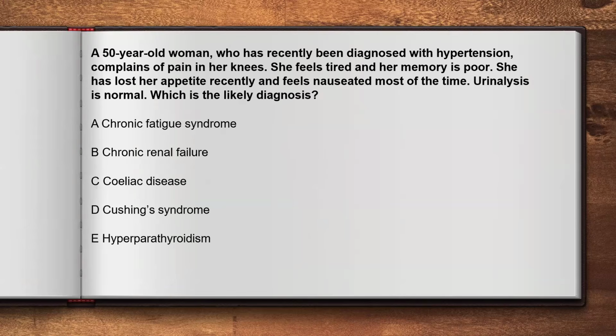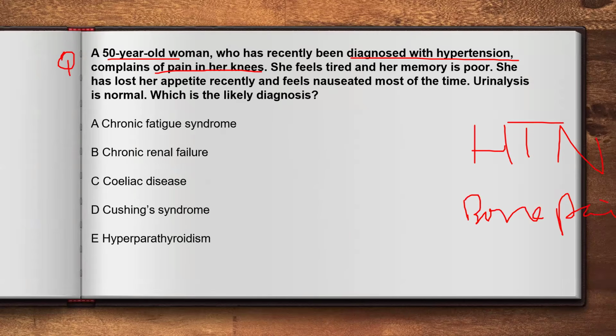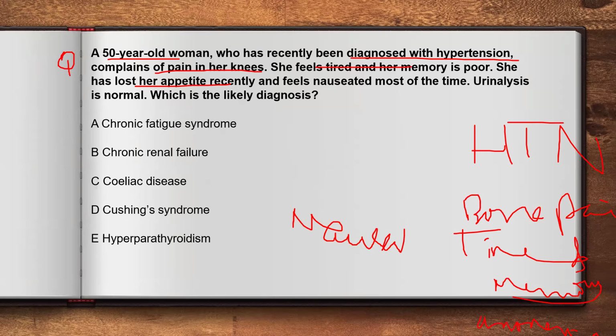But look at the symptoms. So a 50-year-old woman recently diagnosed with high blood pressure. Now she's coming to you with complaint of pain in knees. So she has hypertension. Now she has bone pain in her knees. She also feels tired. Memory is also affected. She lost her appetite, so there is anorexia, and feels nausea most of the time. Urine analysis is normal. So what is your likely diagnosis?